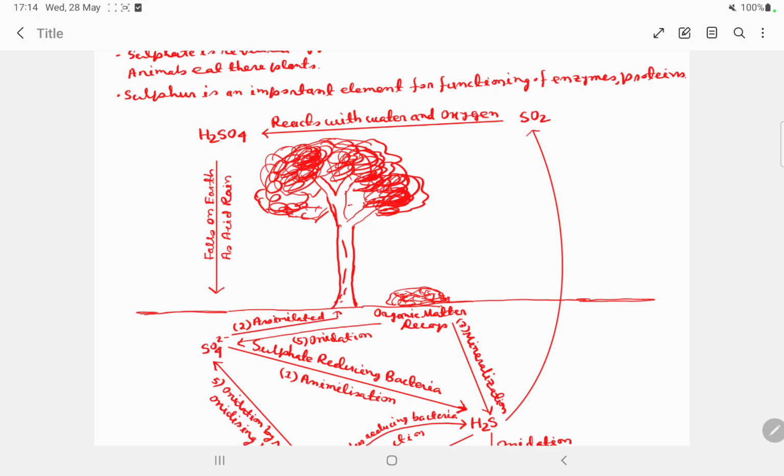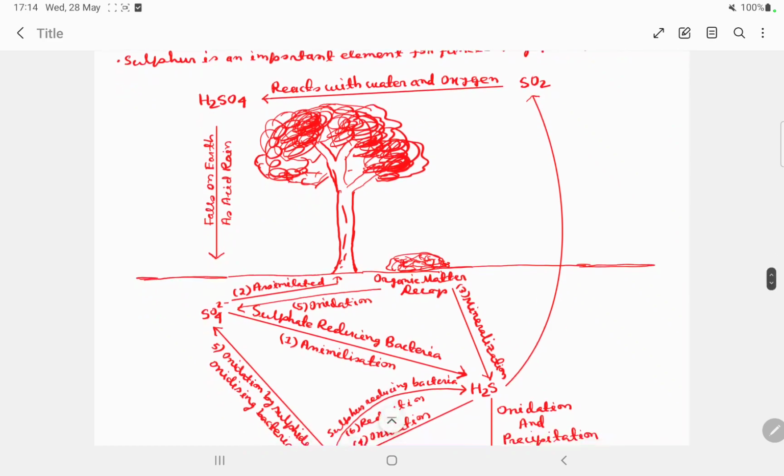In the next step, some of the sulfate is also assimilated by organisms to form cell components. First of all, it is assimilated in the trees, and then the trees are eaten by the animals. So these are assimilated as amino acids and other cofactors.